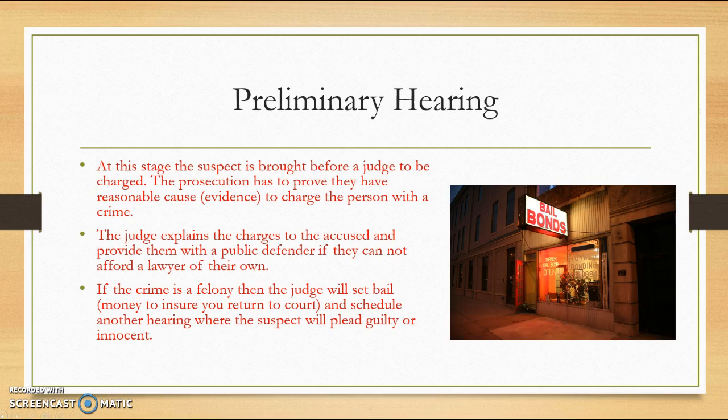If the crime is a felony, then the judge will set bail. What bail is, it's money to ensure that you return to court. If you can't put up the bail, then you're going to have to wait in jail until your trial. So bail is set so that you come back when you need to, when the next hearing is scheduled. Now bail can change. Bail can be huge amounts of money depending on the crime, down to maybe a couple hundred or a couple $1,000s. Once bail is set, that person, though, is free to go home once it's been paid. They're going to schedule another hearing, and at this next hearing is where the suspect will plead guilty or innocent.